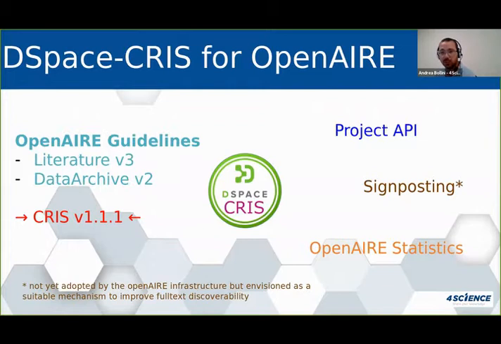DSpace-CRIS implements the same posting protocol, which is not yet adopted, as far as I know, by the OpenAIRE infrastructure, but is envisioned as a suitable mechanism to improve full text discoverability. Same posting is one of the protocols recommended by the next generation repository of CORE. And we also have out-of-the-box support for the OpenAIRE statistics. OpenAIRE provides a usage statistics service to collect statistics from repositories in a normalized, standard way, and they have provided a plugin to integrate this service in DSpace. What we have done for DSpace-CRIS is to integrate this plugin out of the box, so that no additional installation is required. And of course, we have also solved and managed some compatibility issues specific to DSpace-CRIS.